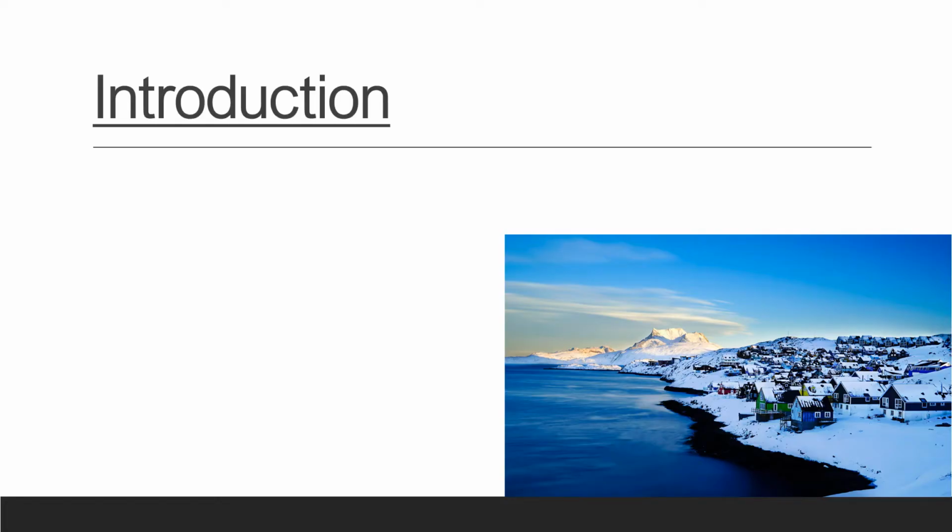Good morning, dear children. Today we will start our lesson number 7, The Land of Snow. In this chapter, we will study about an island that is completely white and its name is Greenland. So let us have the introduction of it.